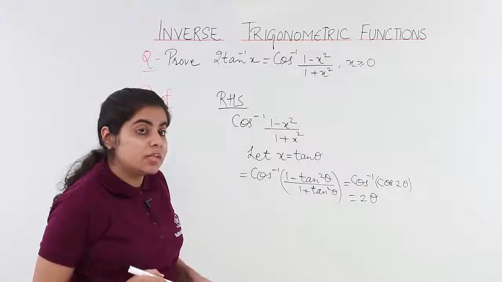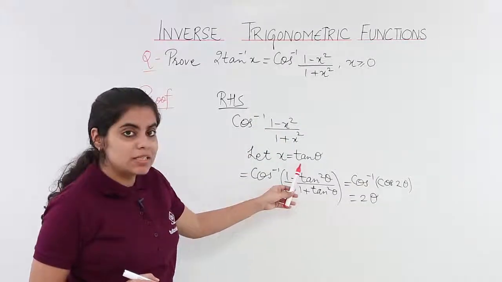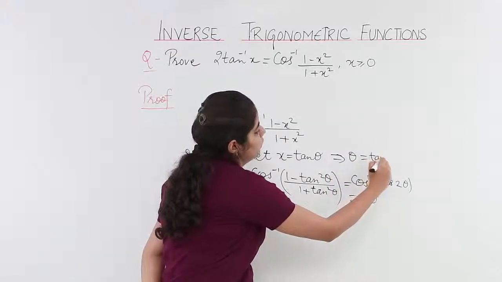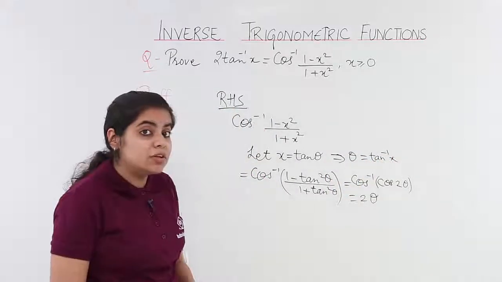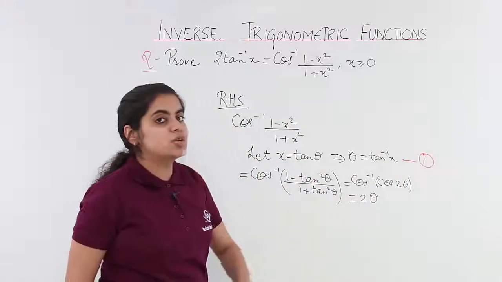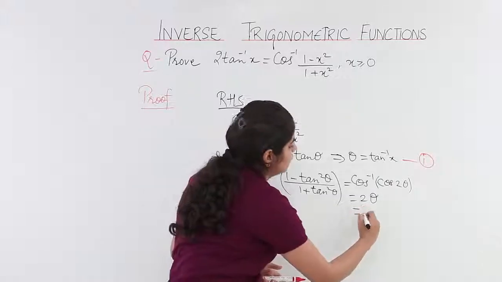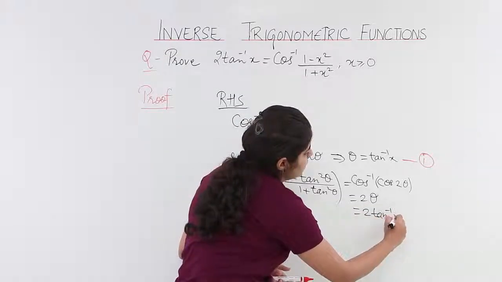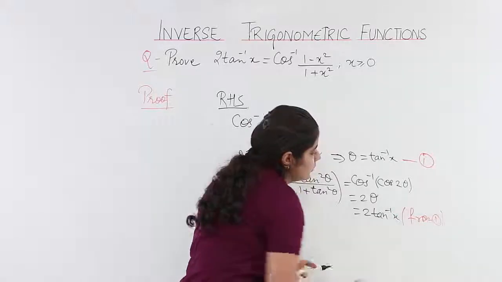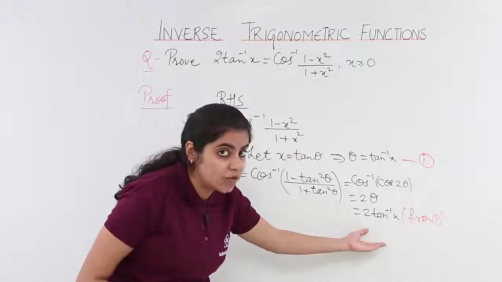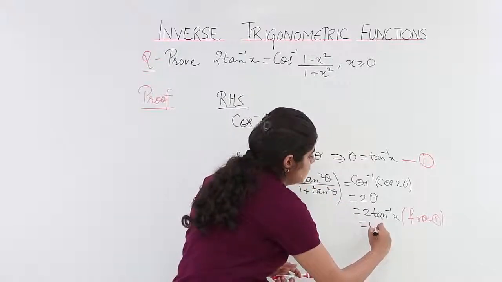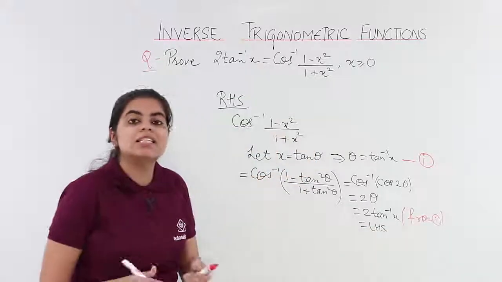And what was theta? Can we find out theta from this step? If x is equal to tan theta, I have theta is equal to tan inverse of x. And if theta is equal to tan inverse of x, which is equation number 1, I substitute the value of theta as tan inverse x. 2 tan inverse x becomes from 1. And 2 tan inverse x has already occurred, that was my LHS, and hence LHS is equal to RHS, and hence it is verified.